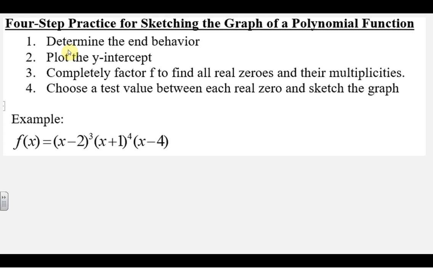Good. We need to plot the y-intercept because it is a function, right? It's this polynomial function, so it's only going to have one of those. And then we need to find all the real zeros so that we can find our x-intercepts and know if they boop or they whoosh and all that good stuff. And then some test values.